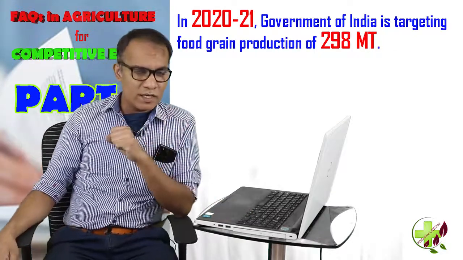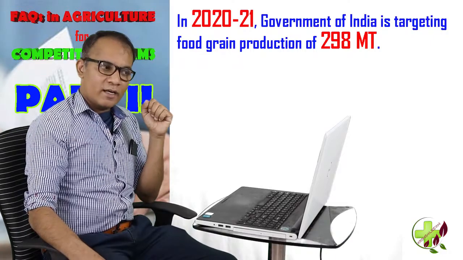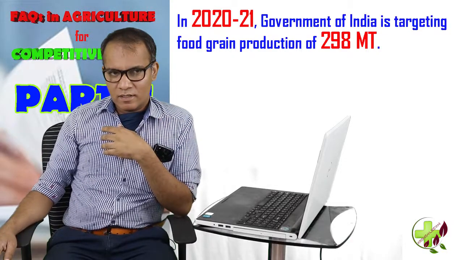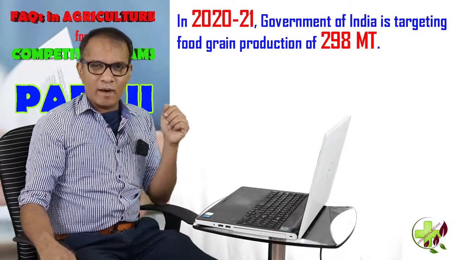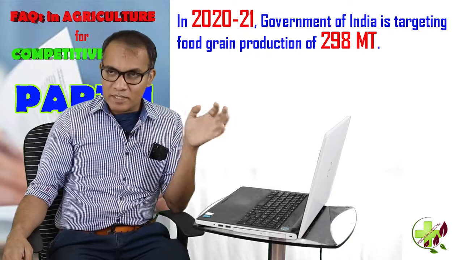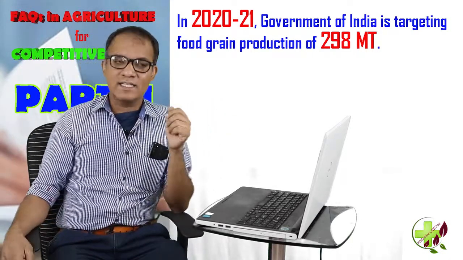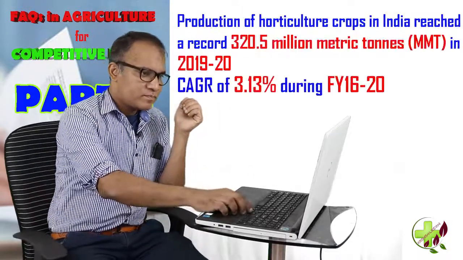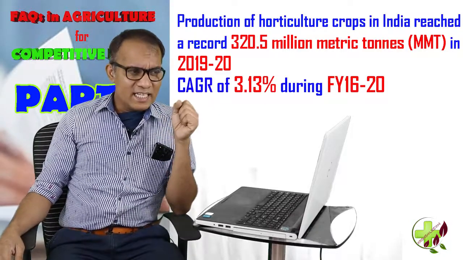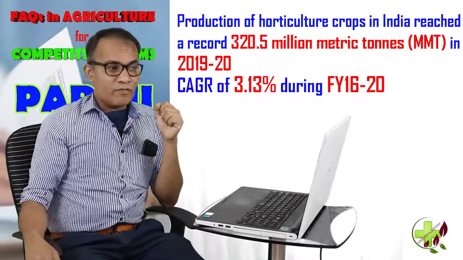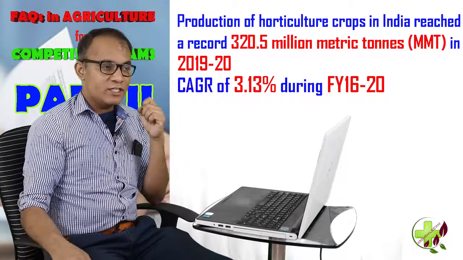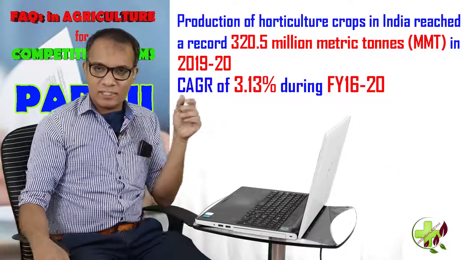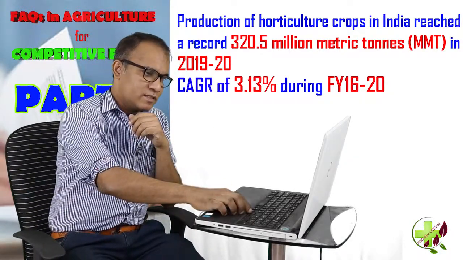In 2020-21, the government of India is targeting food grain production of 298 million tons. This has become possible because of the Green Revolution, which was initiated by Mr. M.S. Swaminathan, with high yielding varieties, dwarf varieties and a modern package of practices and cultivation habits. The production of horticulture crops in India reached a record 320.5 million metric tons in 2019-20. The compound annual growth rate is a whopping 3.13% during the financial years 16-20.